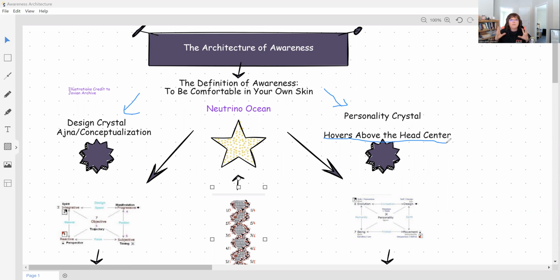We're here to witness, because we are actually on the outside of this vessel. We're on the outside of this vessel and we're energy, allowing this vessel to operate and move and be. So the personality crystal hovers just above the head center. Now let's go into the complexity of this.